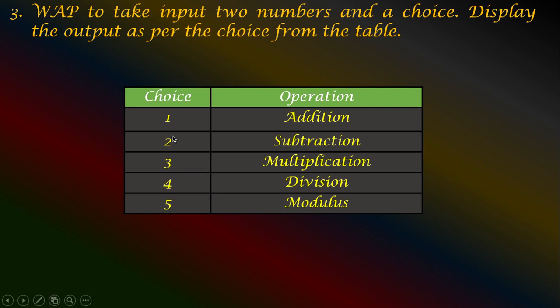See here, if I give the value of choice as 1, then it will show me addition. If I give the value of choice as 4, it will show me division. In this manner, which operation will be displayed depends on the value of the choice. So let us start.